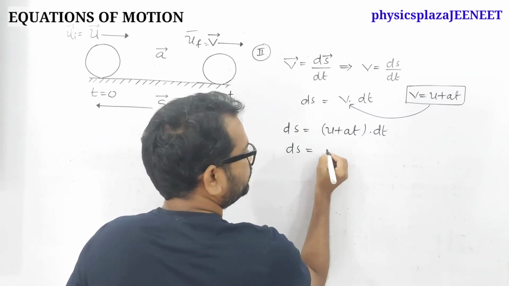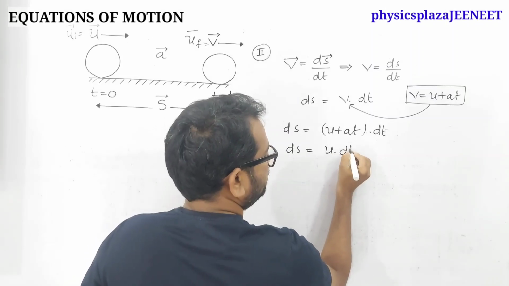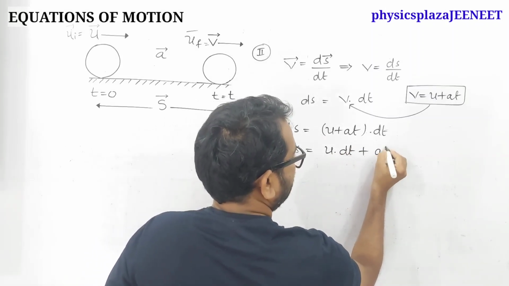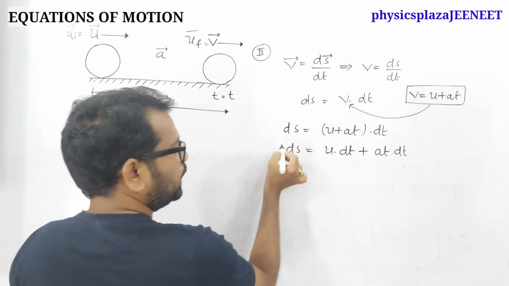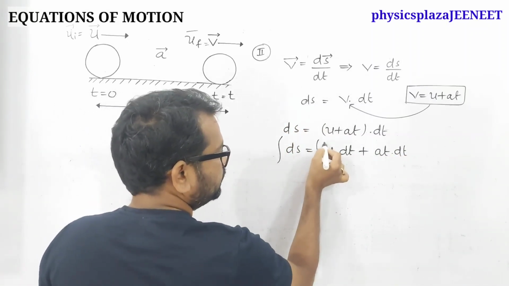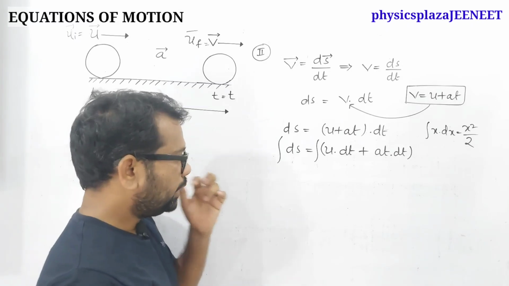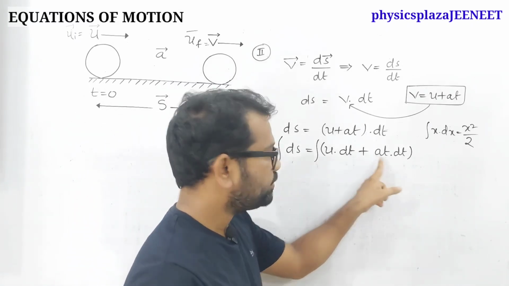Bring this dt inside. So it can be u into dt plus a t into dt. Now let us integrate on both sides. Fine, children. Now let us bring the integration for each and every term.